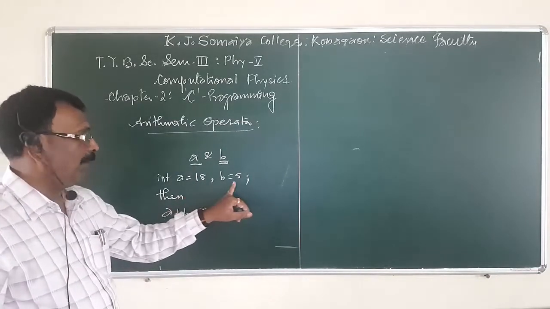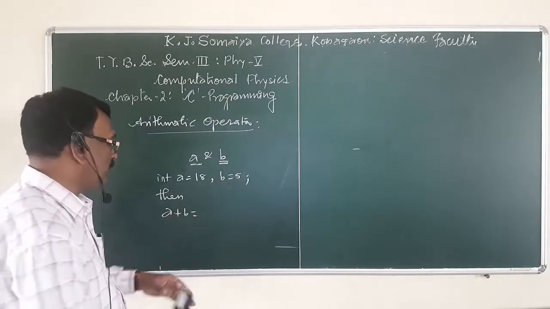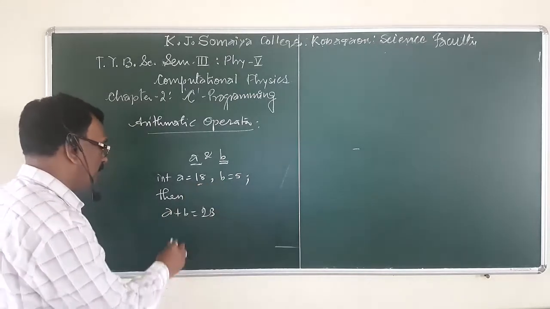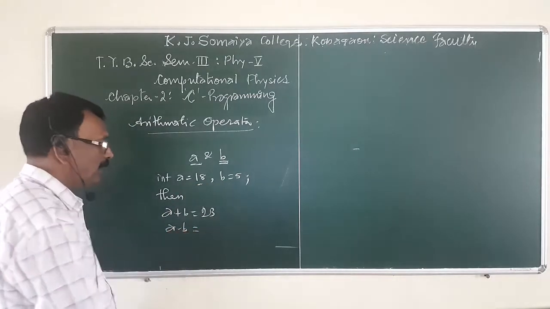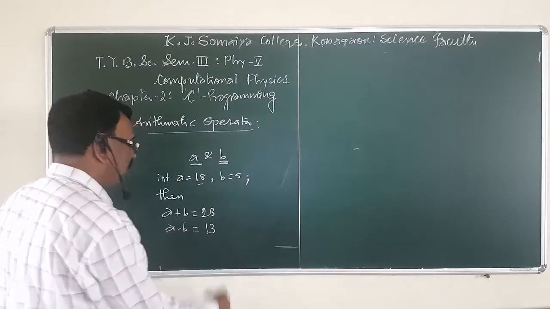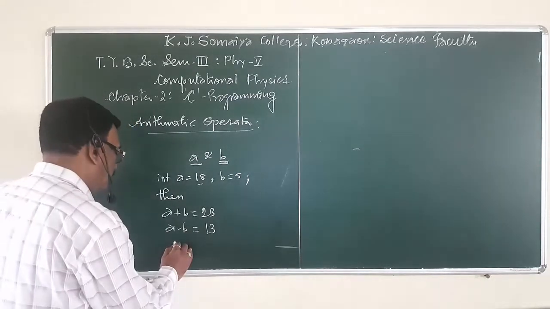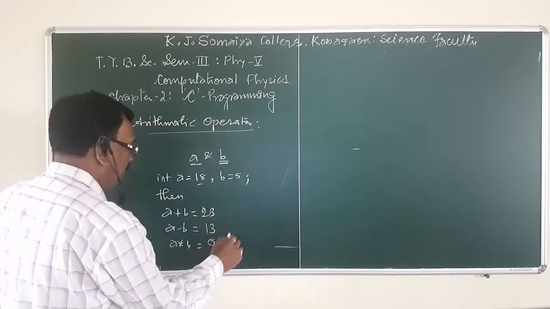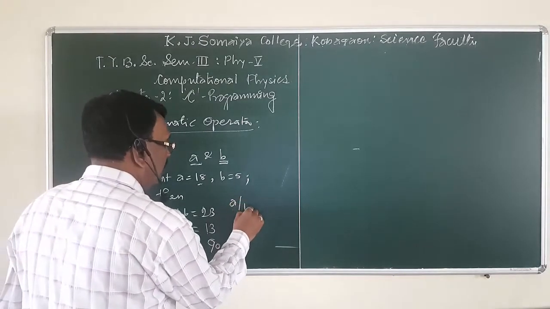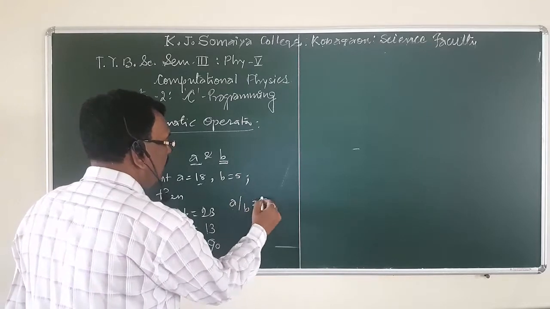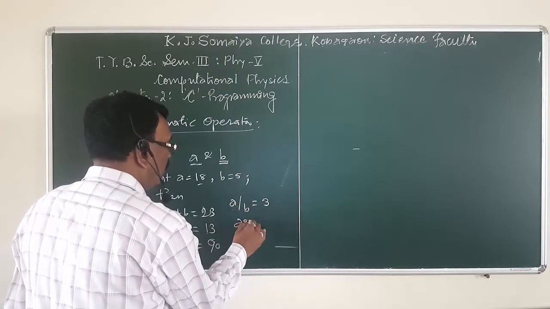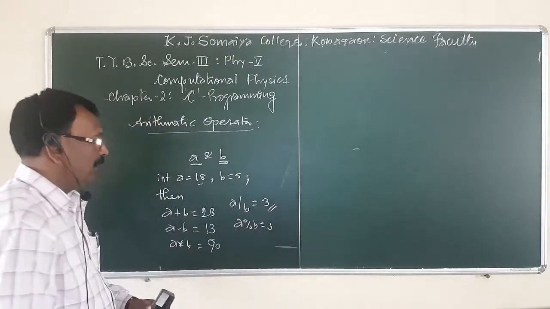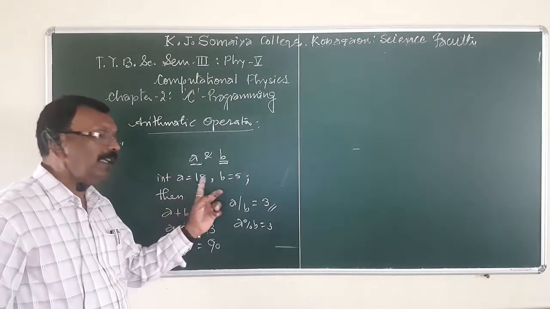A is equal to 18 and B is equal to 5. Addition of these two variables gives us 23. Then A minus B, the second arithmetic operation, gives us the result 13. Then the next operation, A into B, gives the result 90. Then A divided by B, the result is 3, and A modulo B, again the result is 3.